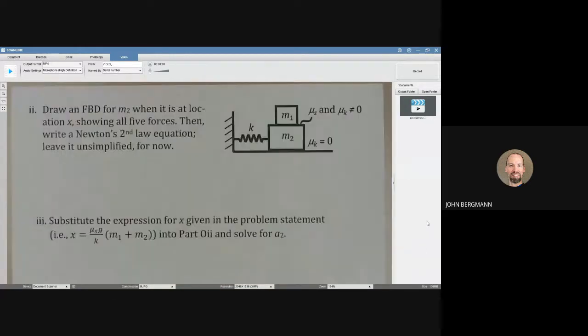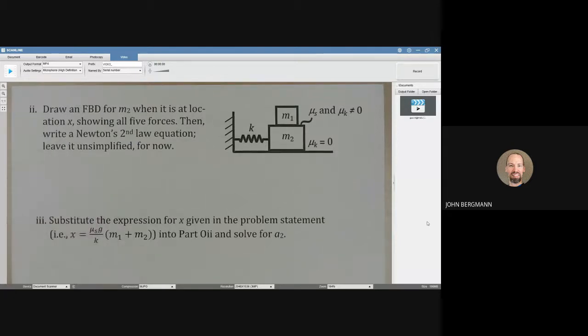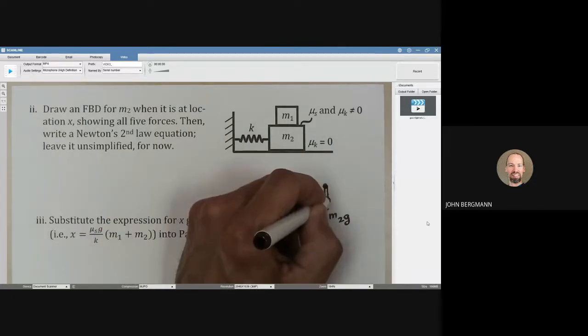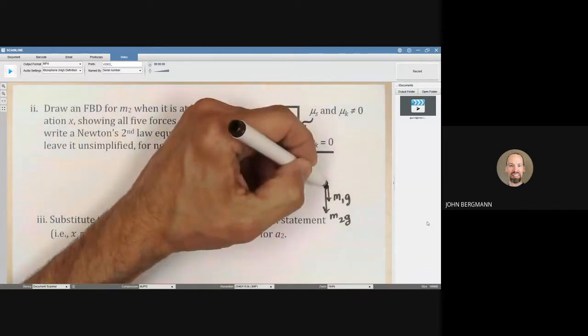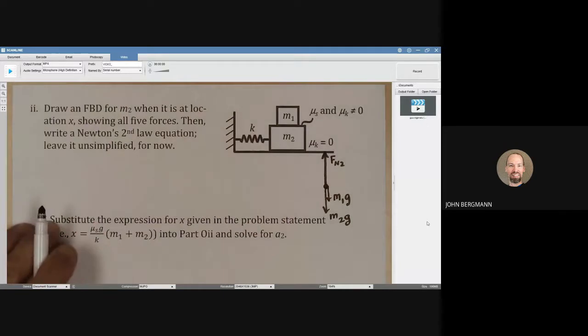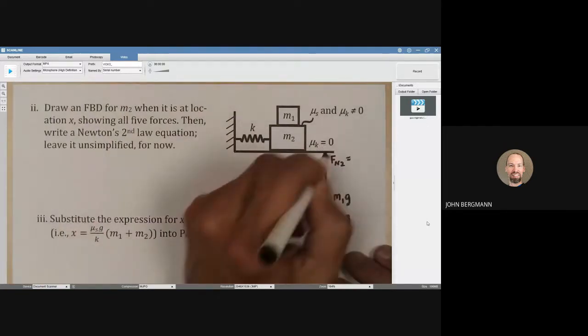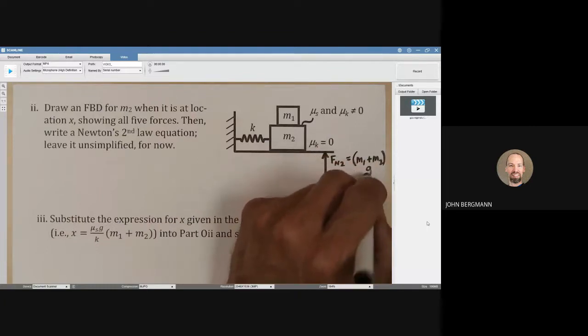So far, so good. Now, let's draw a free body diagram for m2 when it is at location x, at that very instant. And we're going to show all 5 forces that are acting. Let's see if we can do that. Here's m2 right there. We've got m2g acting on it. We've got m1g acting on that. The normal force on m2 from the surface exactly cancels both of those. The normal force, I might call that Fn2, is going to be numerically equal to m1 plus m2 multiplied by g.